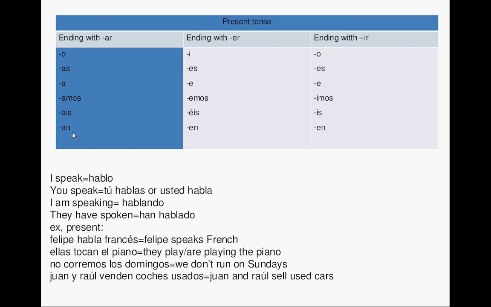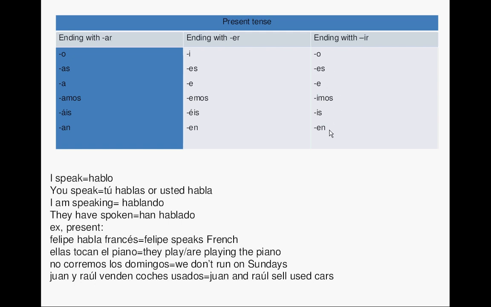Verbs ending with ER change to O, ES, E, EMOS, ÉIS, EN. And verbs ending with IR change to O, ES, E, IMOS, ÍS, EN.